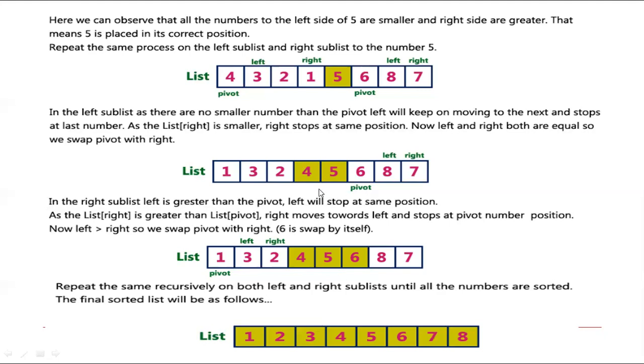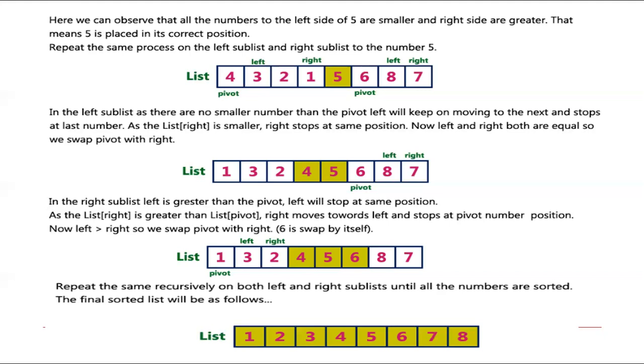So first of all, the initial pivot value is 0, that is the starting value. Left value is equal to 1, that is the second position in the list. Right value is equal to n minus 1, the initial values. Then compare.